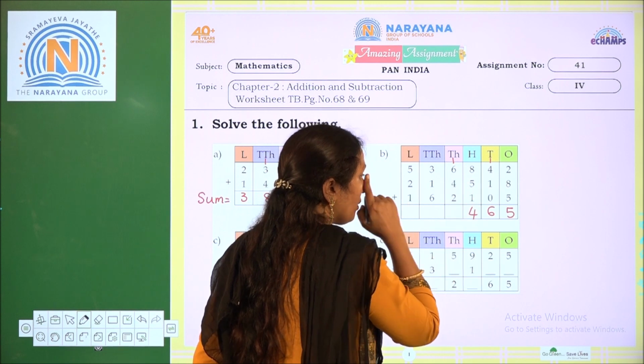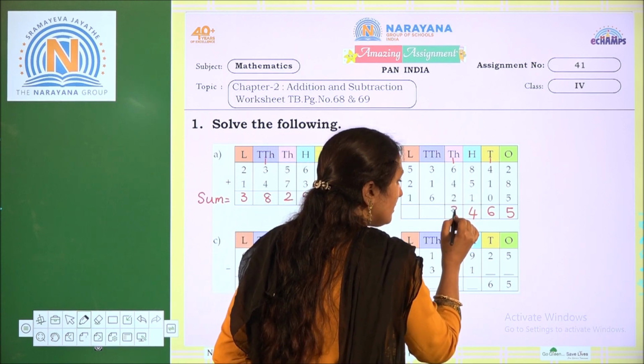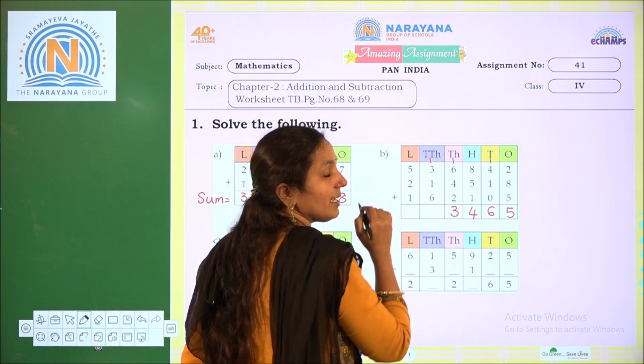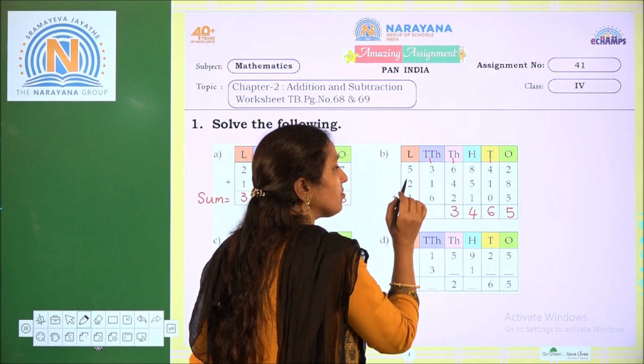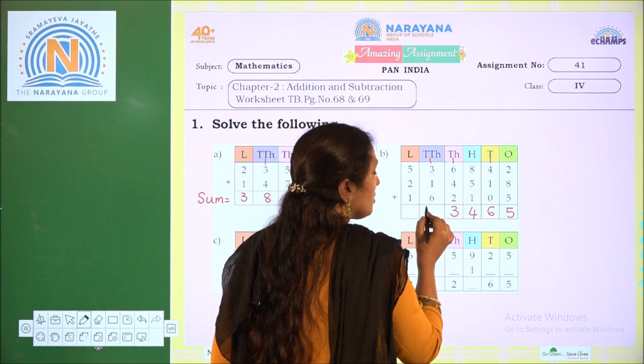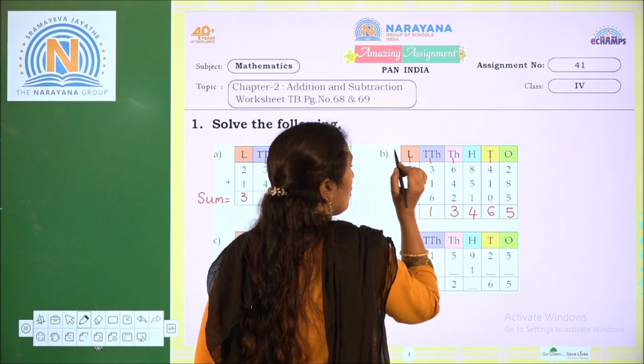1 plus 6 is 7. 7 plus 4 is 11. 11 plus 2 is 13. So write 3 here and 1 regroup it. 1 plus 3 is 4. 4 plus 1 is 5. 5 plus 6 is 11. So in 11 we have to write 1 here and 1 regroup it.